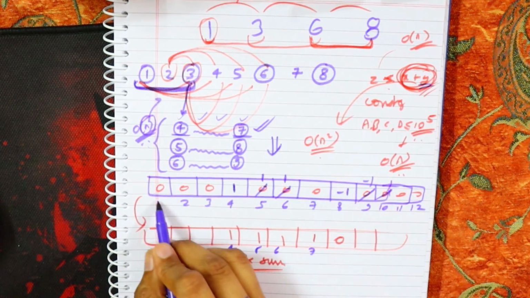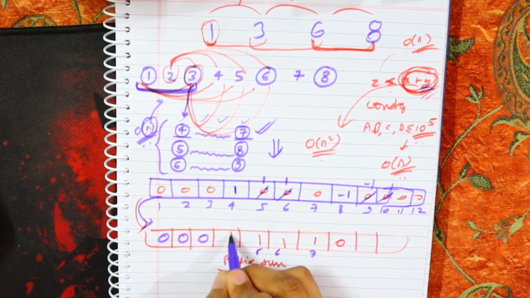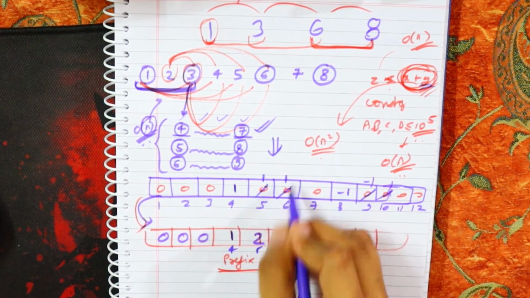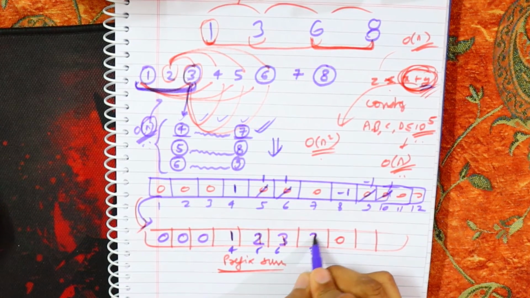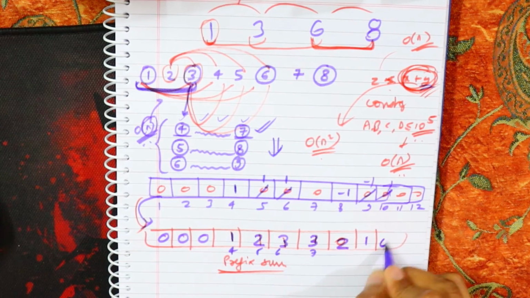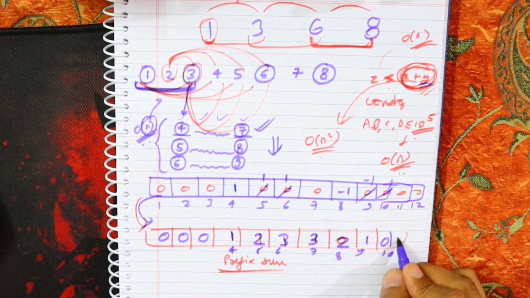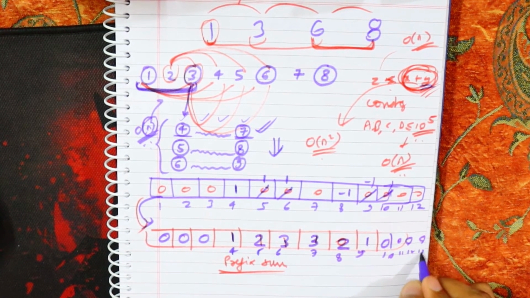Now I will do a prefix sum. So what we will obtain is 0, 0, 0, 1, now 2, now 3, now 3, now 2, now 1, now 0. So it is 8, 9, and 10, and further zeros in 11, 12, and 13.